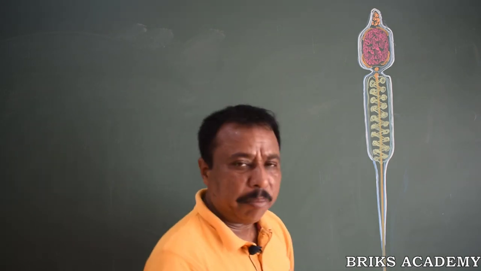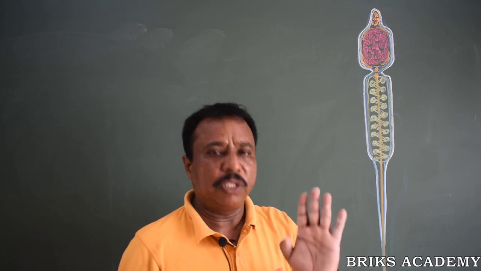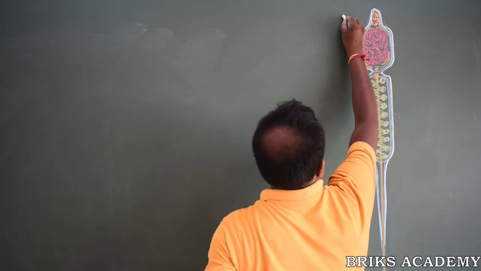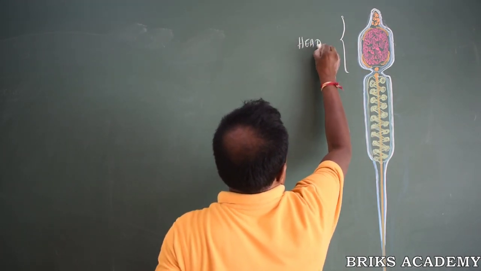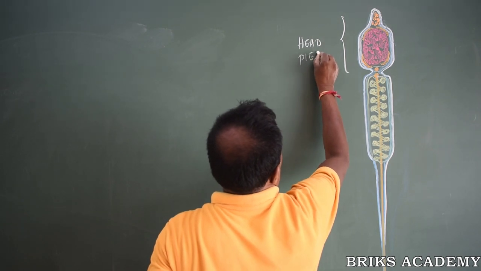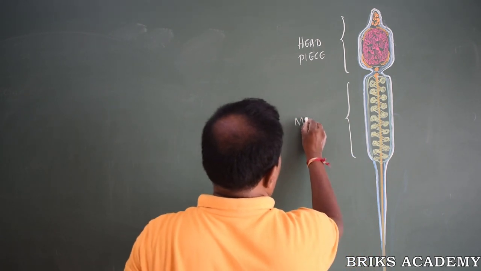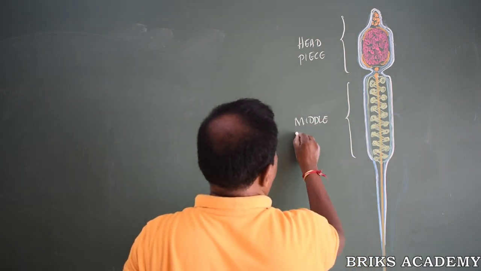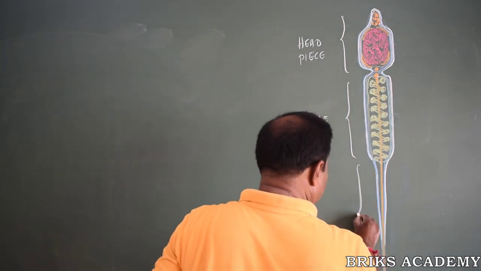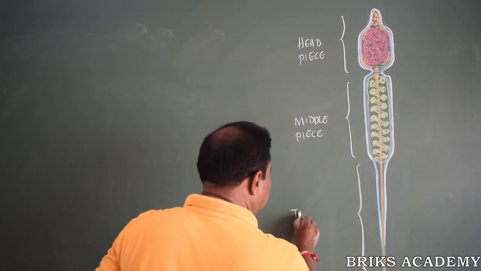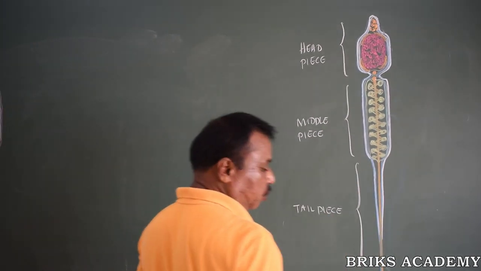Now since I already mentioned, sperm is an elongated tadpole-like structure and it is divided into three parts. One is called the headpiece. Second part is called the middle piece. And the last part of the sperm is called the tail piece. These are the three parts of the human sperm.